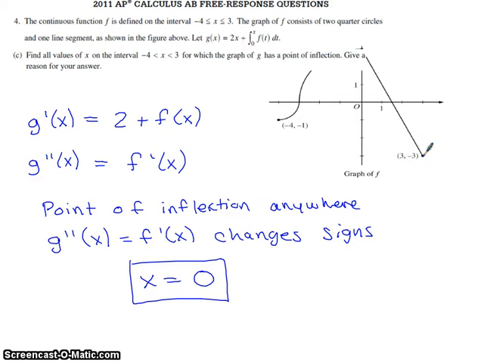So since the slope of the tangent line to this graph is going to represent f prime of x, which also represents g double prime of x in this case, the only time that g double prime changes signs is when f prime changes signs as we cross the x value of 0. We go from positive slopes here to negative slopes there. So our only point of inflection is going to be at x equals 0.